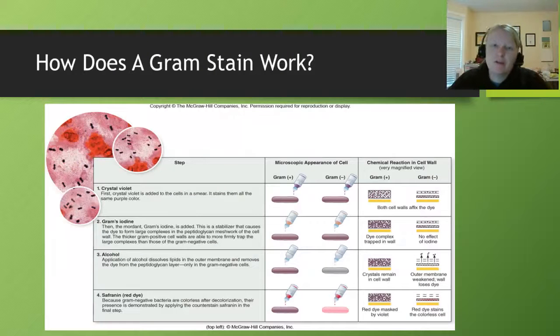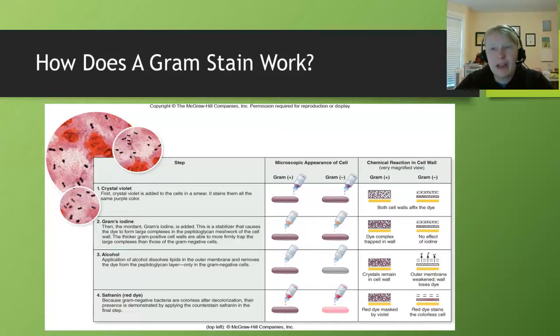So let's talk through how gram staining works. Gram staining, we start with crystal violet stain. So you're going to put purple stain on both cells because in the lab you won't know what you have. That'll get absorbed by the cells. Both of them will take up the stain for the first step. Then you add gram's iodine, and what this does is it grabs onto that crystal violet and helps lock it into that peptidoglycan wall of the gram-positive cell.